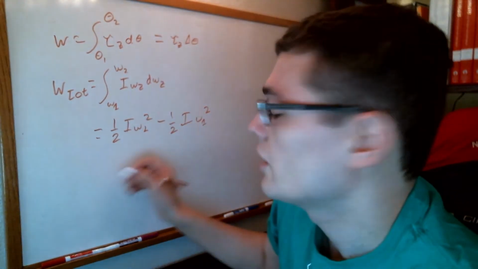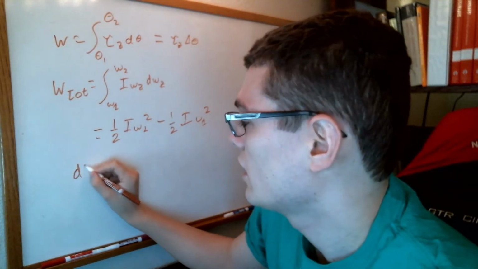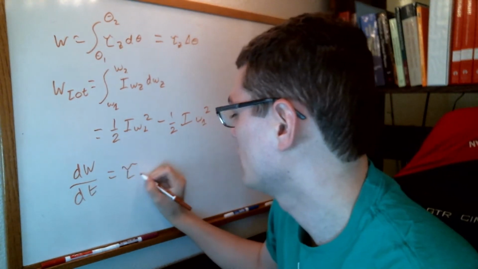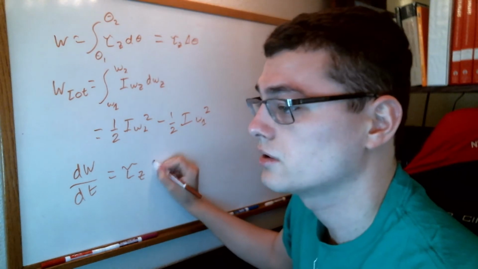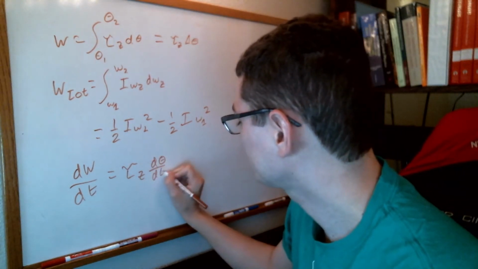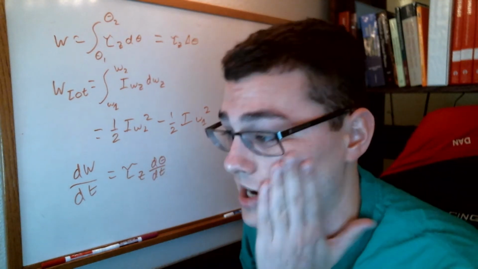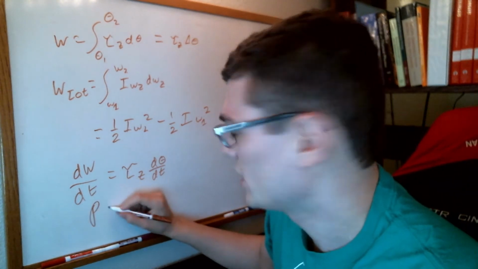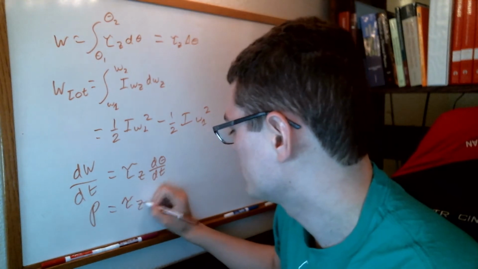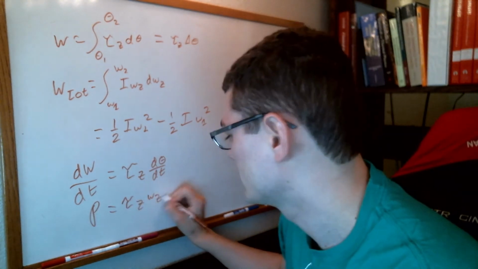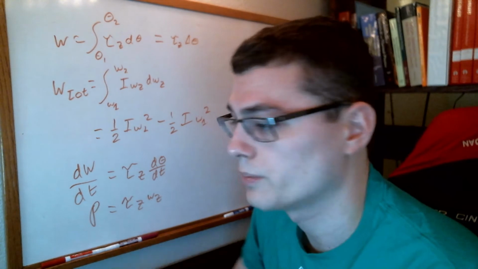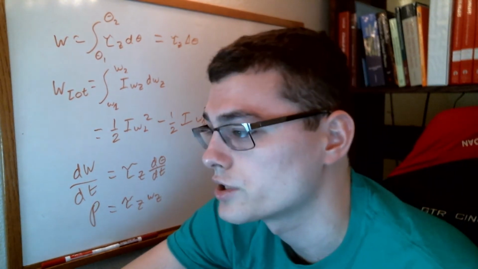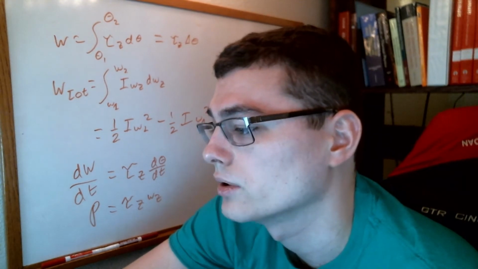So if we say that the time derivative of the work is going to be equal to tau z d theta dt, because we're just taking the time derivative of both sides, then we can just say that P is equal to tau z times omega z. And this is your power equation for rotational power.